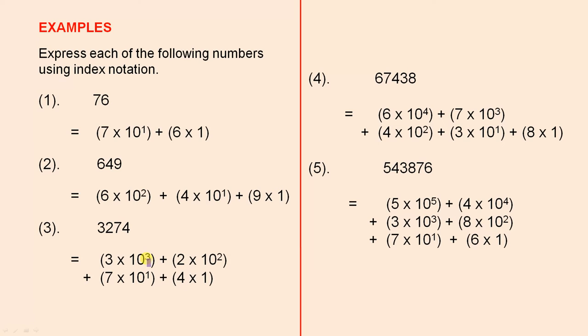The same here. The thousands column, the hundreds column, the tens column, and the ones column. And it's exactly the same here. You just work out what column the number is in, and you use the appropriate index notation. And it's exactly the same here. So if you're very confident with place value, this will give you no trouble whatsoever.